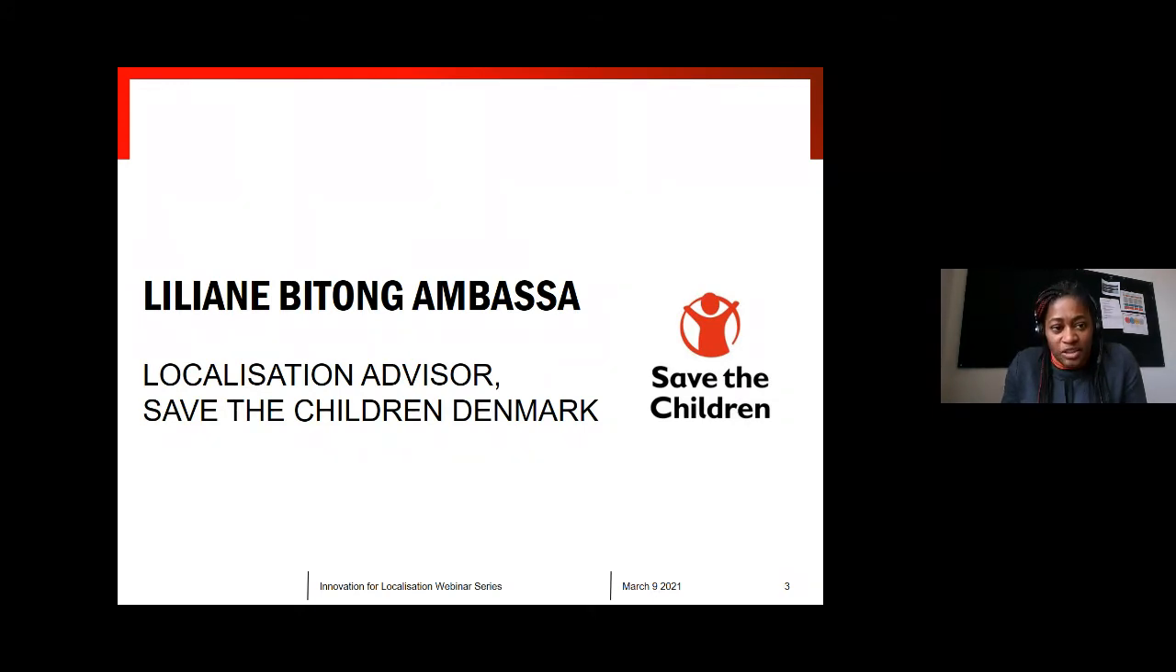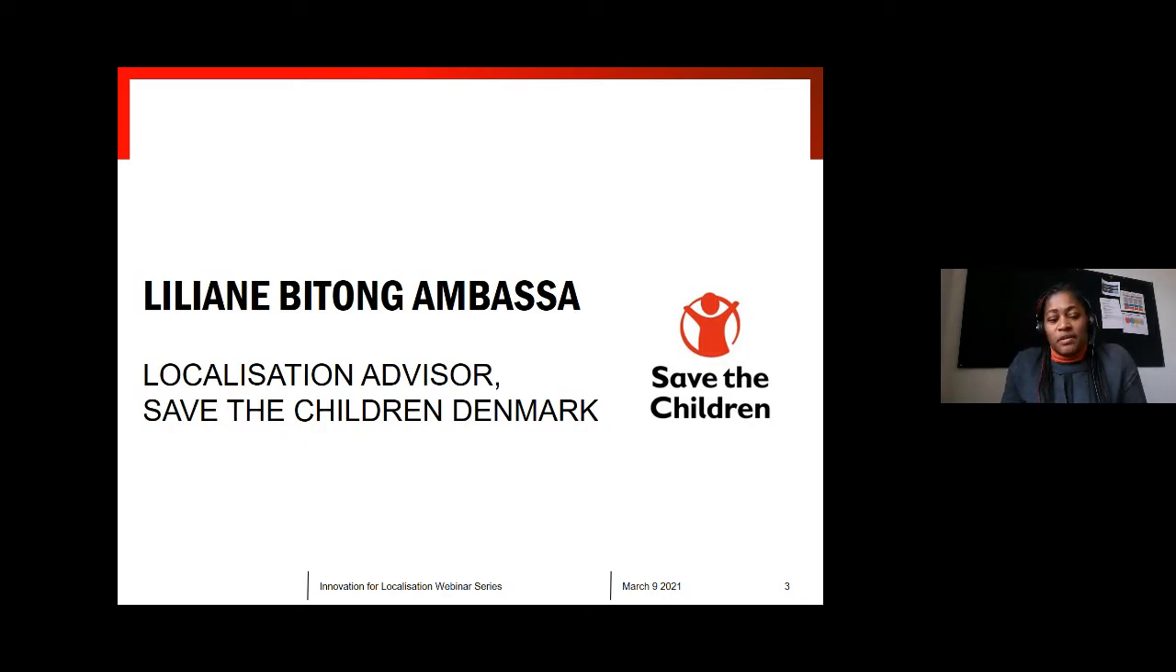Very much at the heart of this is the lack of trust. And I think the common refrain that a lot of us have even been saying is, will local or national actors be able to spend the funds responsibly?